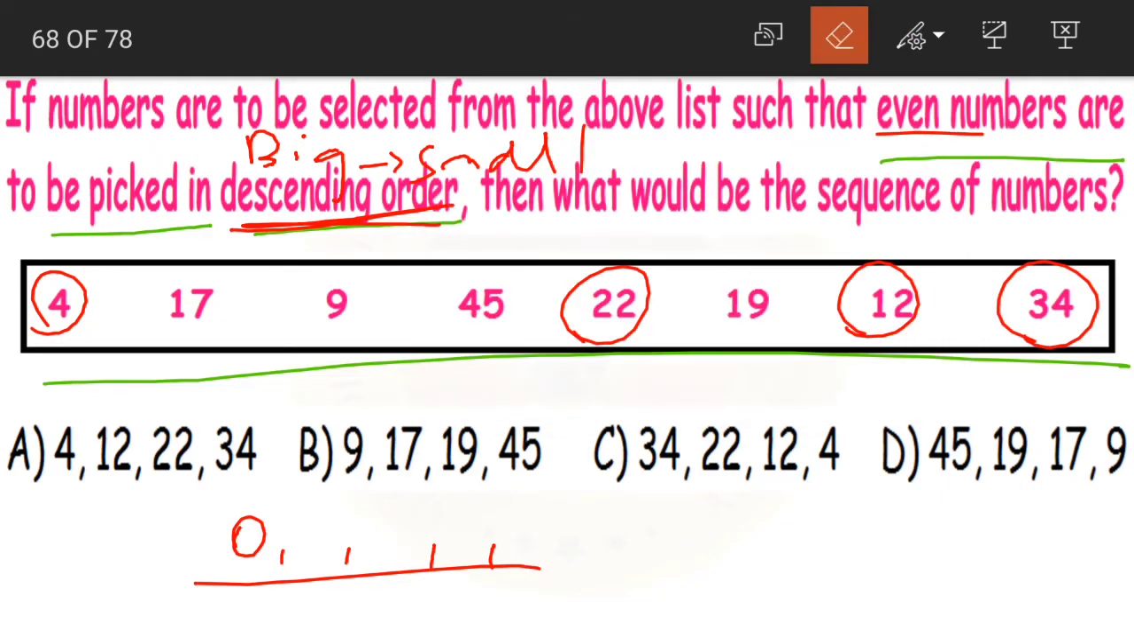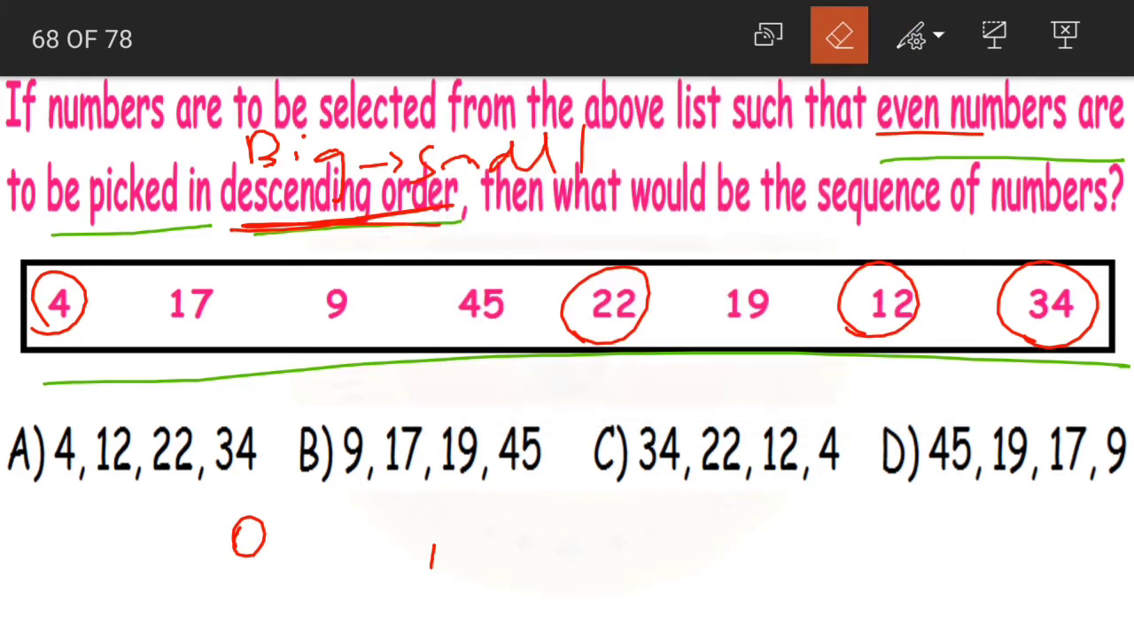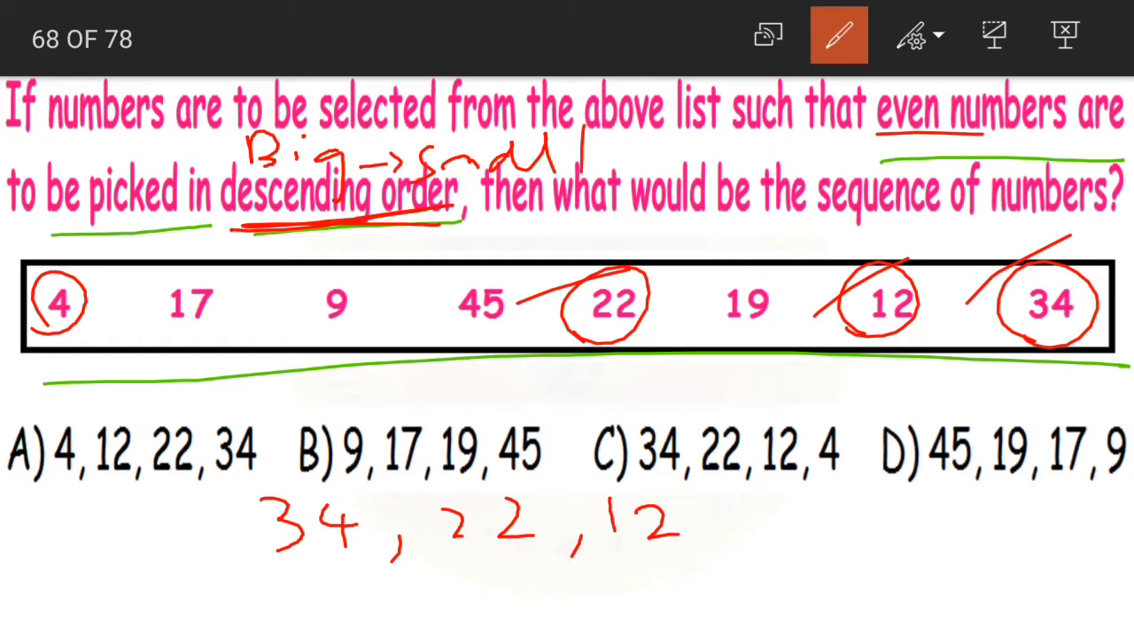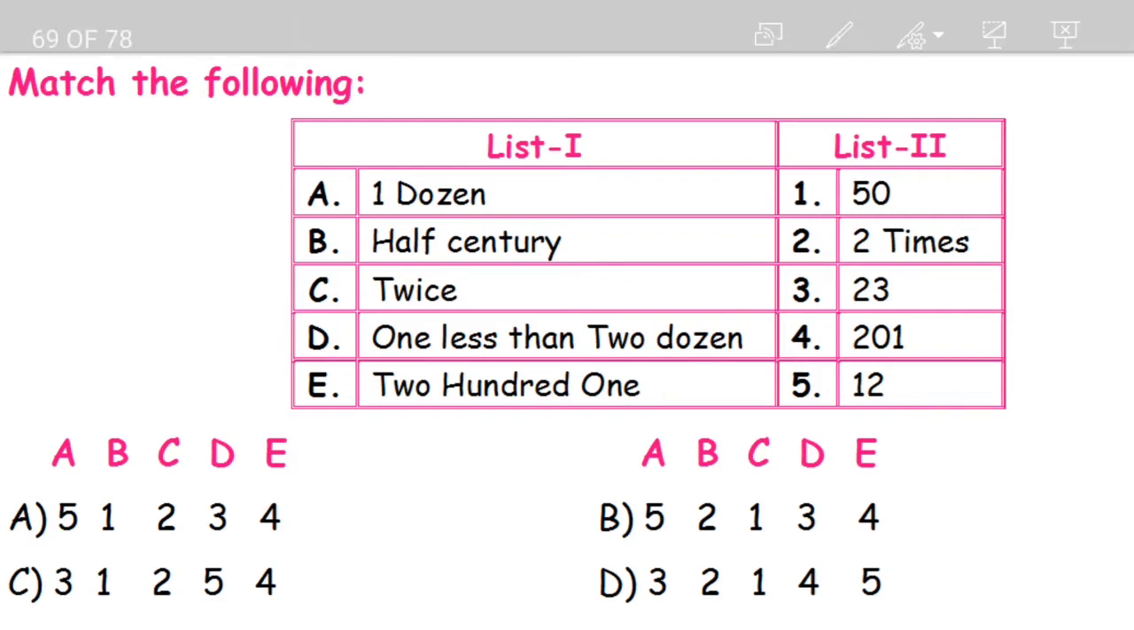Yes. Now what should we do? These are to be picked or arranged in descending order. Now what is the largest number of these all? 34, comma then we have 22, after that we have 12 and lastly 4. So this will be the sequence 34, 22, 12 and 4. Option C. Clear, children? Next question.